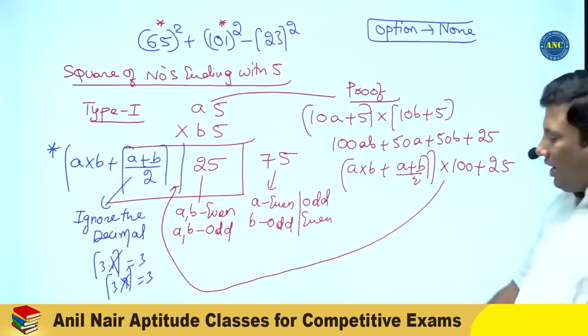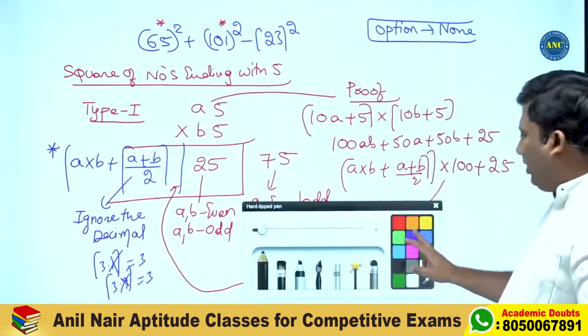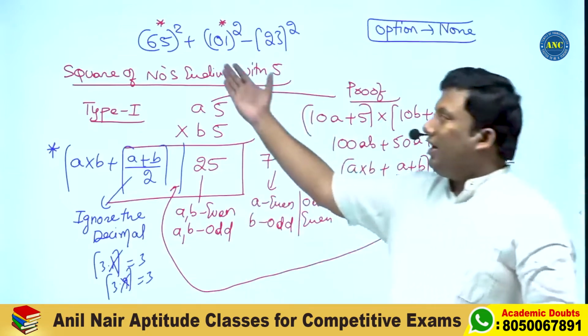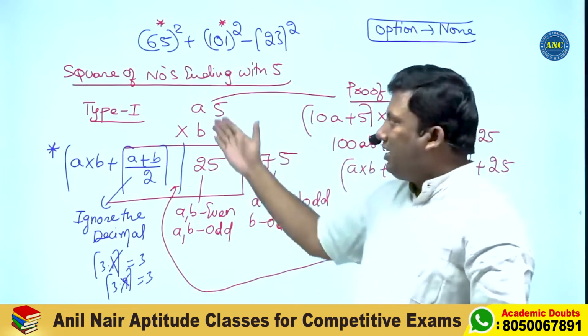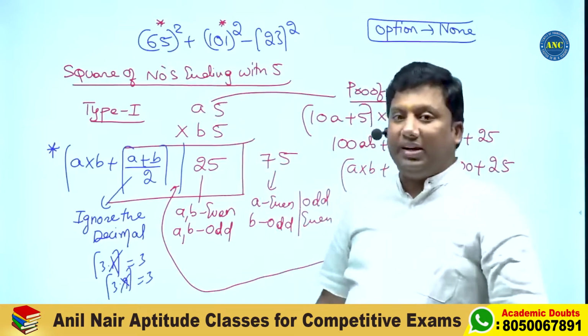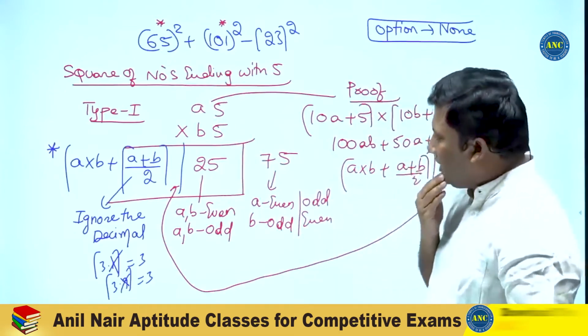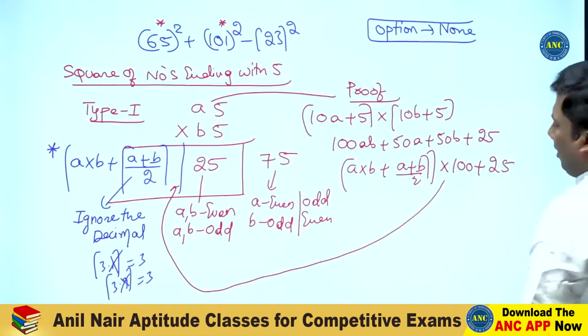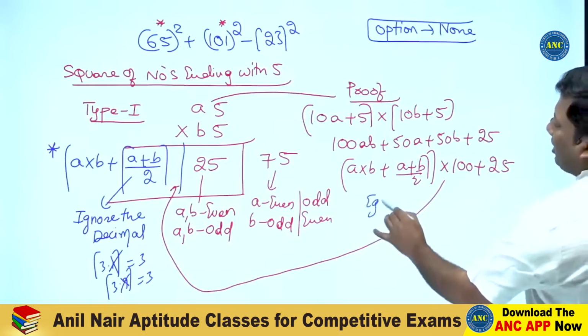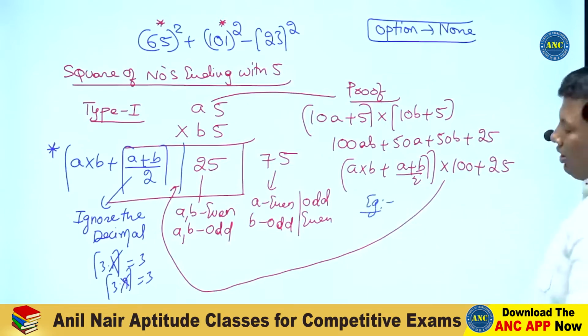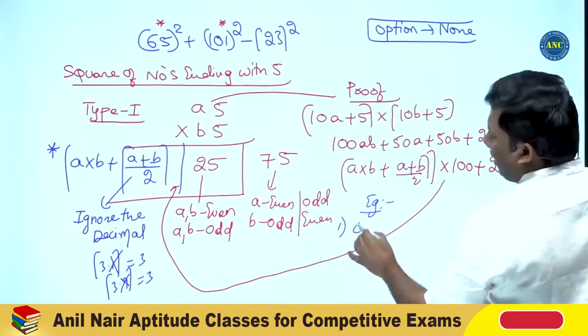65 square plus 101 square minus 23 square. So, sir, here it is 65 into 65, it is easy. If it is 65 into 85, then the problems will be difficult. Type 1, examples. In mathematics, the more and more examples you solve, the more and more understanding you will have.